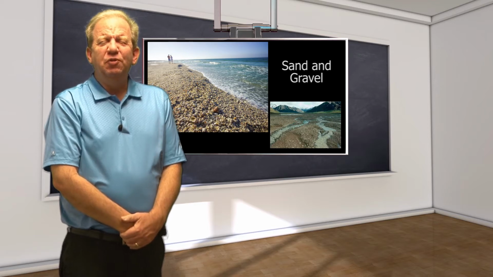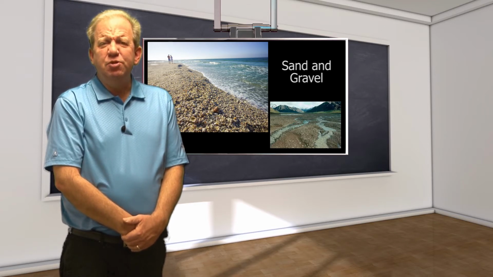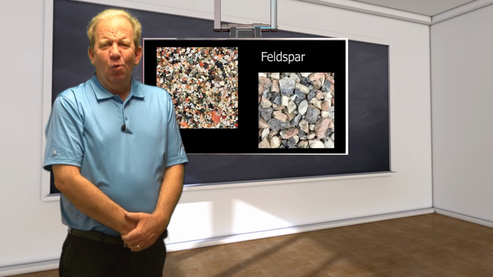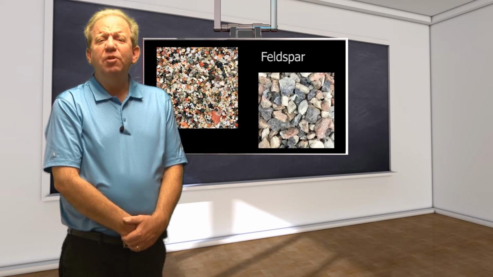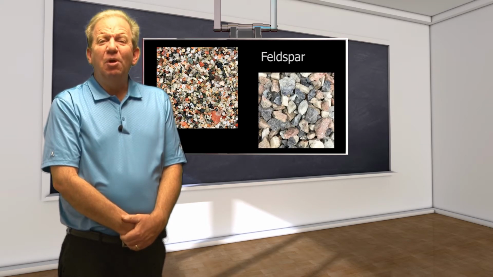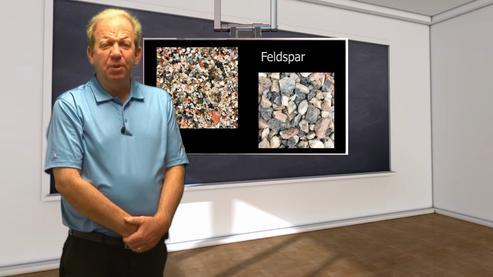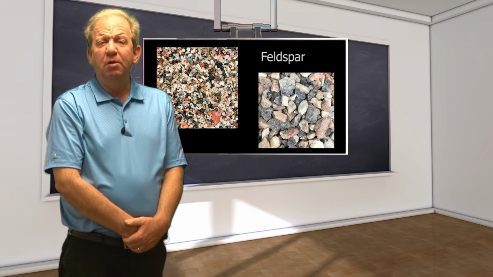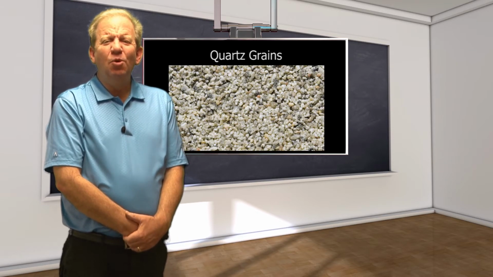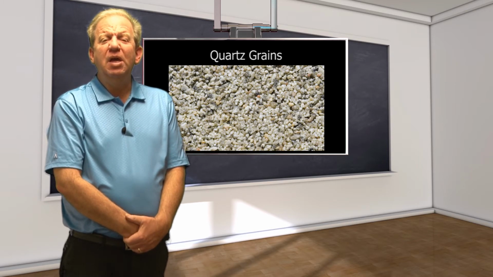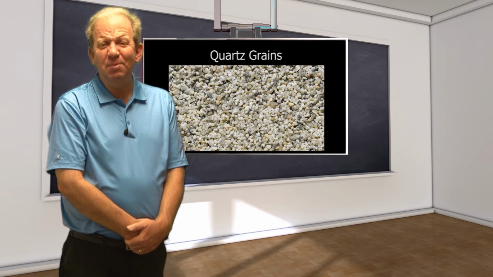Sand and gravel deposits found on beaches or in rivers and streams are mostly quartz grains. Weathering of rocks, such as granite, forms these quartz grains. In the process of weathering, the softer, weaker minerals in granite, such as feldspar, are weathered away. The more resistant quartz eventually is ground down in size, but does not break down chemically.